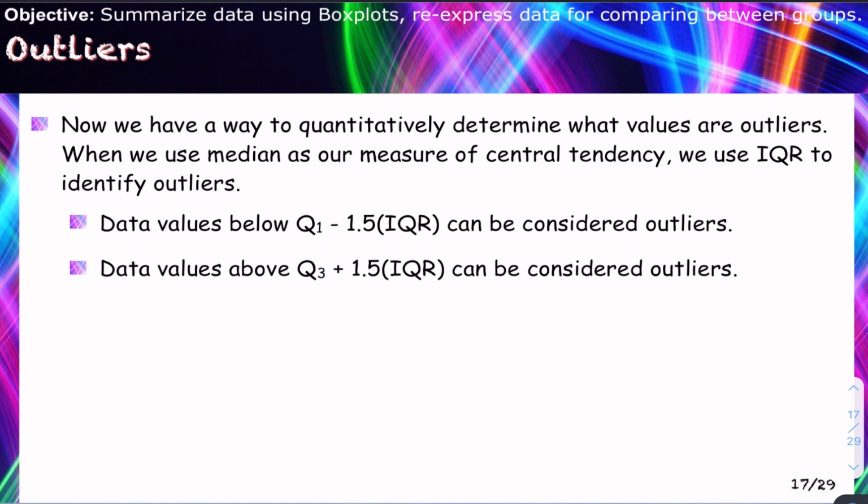When we use median as our measure of central tendency, we use IQR to identify outliers. For data values below Q1, if we go 1.5 IQRs below Q1, or subtract it, those could be considered outliers. Likewise, if we're looking 1.5 IQRs past Q3, those also could be considered outliers.